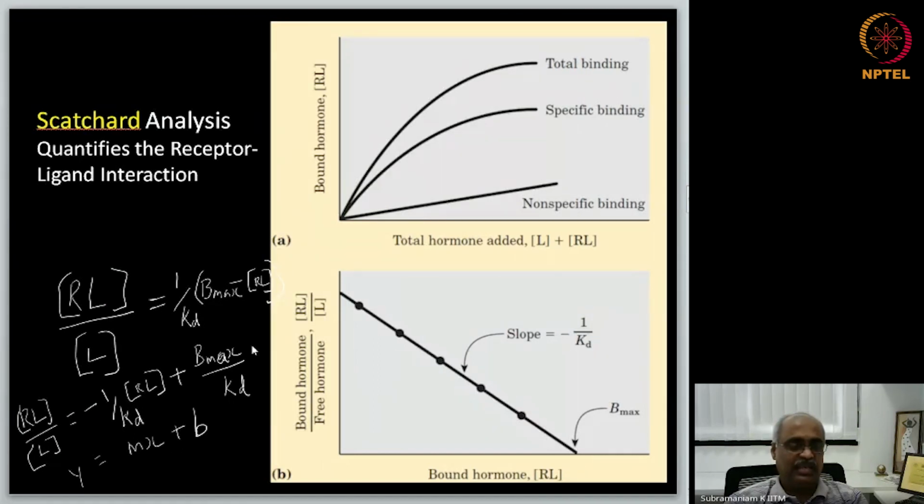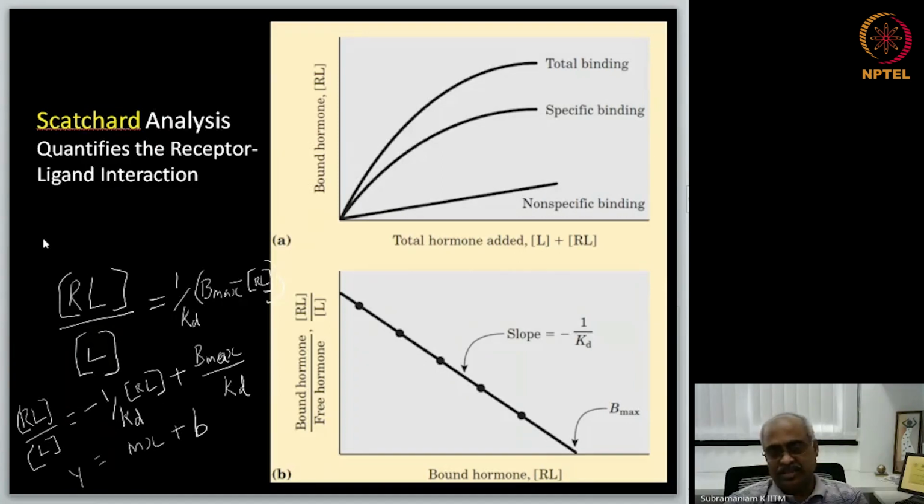So this Bmax by Kd is like b, and RL is like x, and minus 1 by Kd is like m. So this equation resembles y equals mx plus b, the slope-intercept equation. So in such an equation, the x-axis intercept will be equal to Bmax and the slope is minus 1 by Kd. So you can calculate these two values readily by using this sort of a graph. By plotting these two, you will be able to calculate this. So that is a Scatchard analysis.